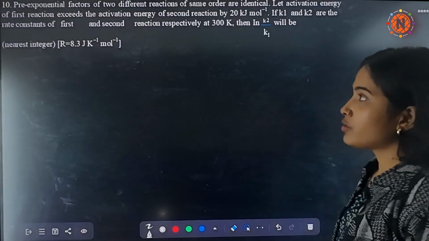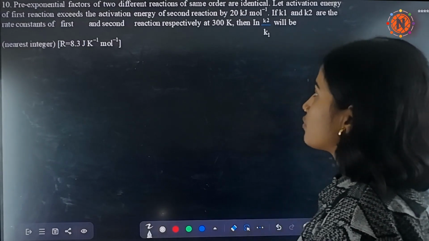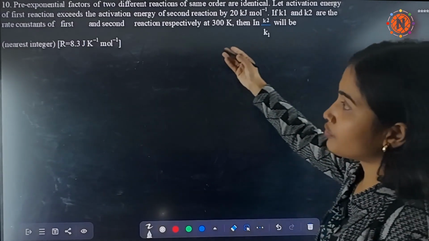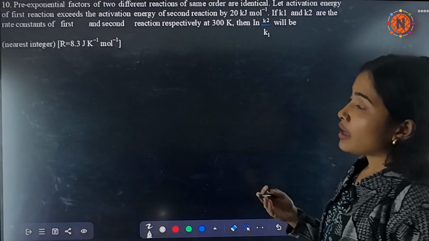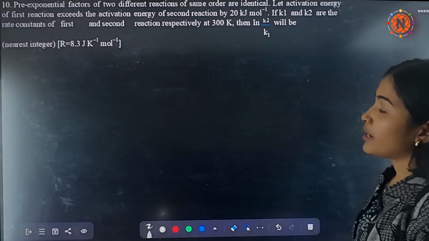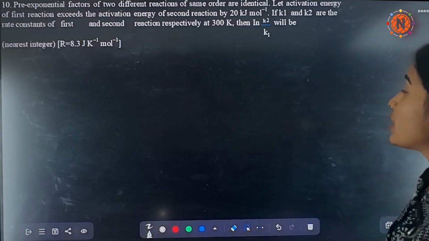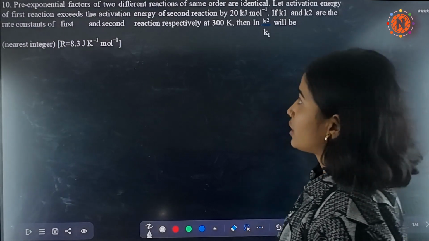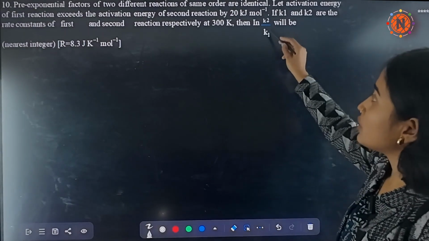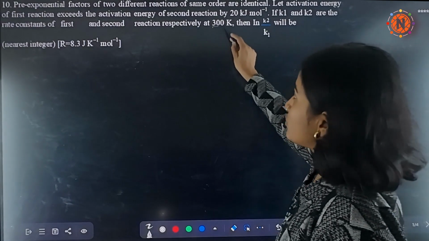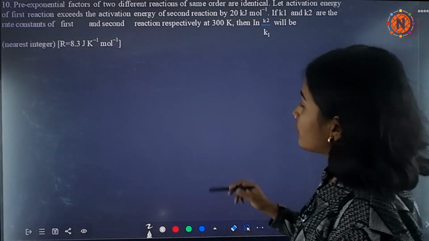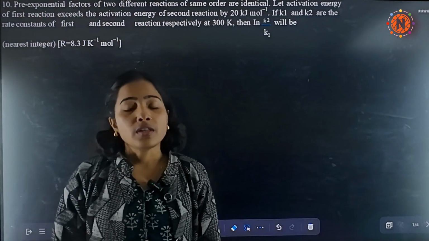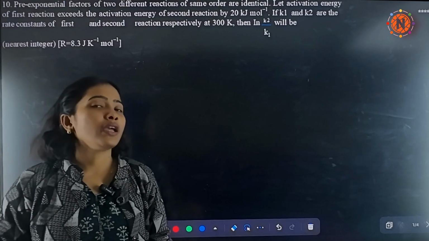Okay. So moving to the next question, pre-exponential factors of two different reactions of same orders are identical. Let activation energy of the first reaction exceed the activation energy of the second reaction by 20 kilojoule per mole. If K1 and K2 are the rate constants of first and second reaction, we need to find out the ln K2 by K1 at 300 Kelvin. Okay. Now let's solve this. This equation is about the Arrhenius equation.